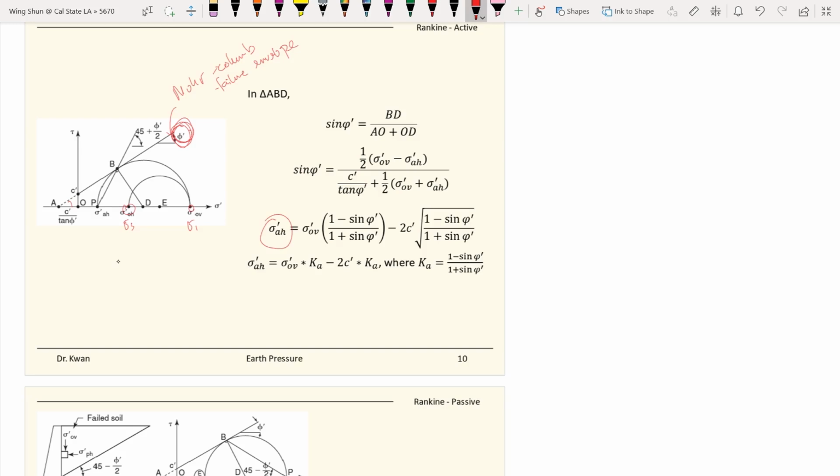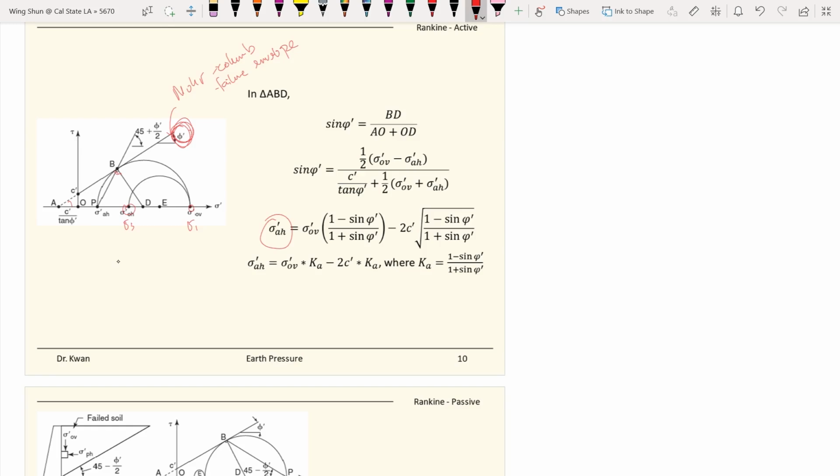Again, this is the theory of sine right there. So sine of angle phi equals BD over this. This is a right angle right there. So BD over two parts of it, AO, and also plus OD. And D is the center of the failure state of the Mohr circles.